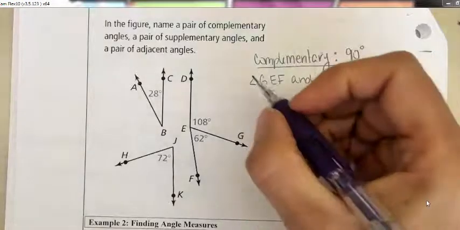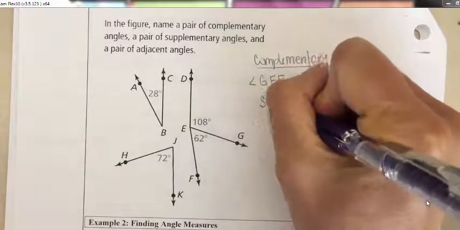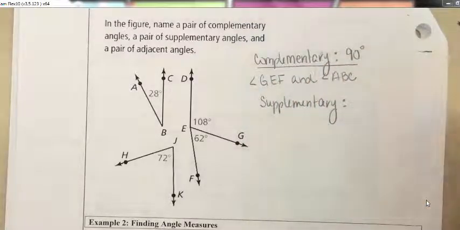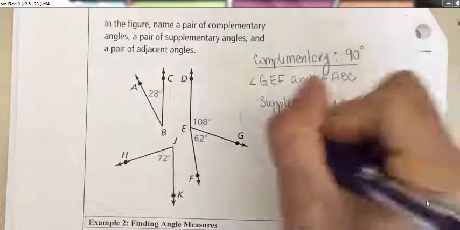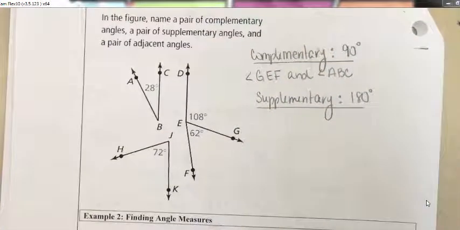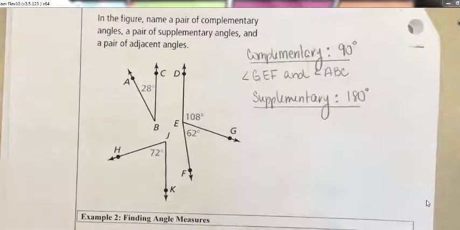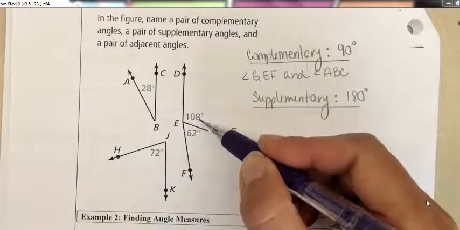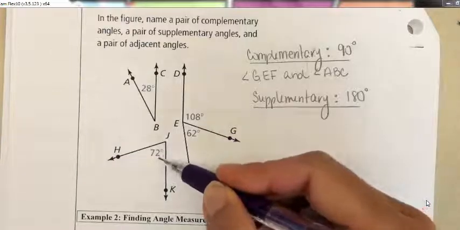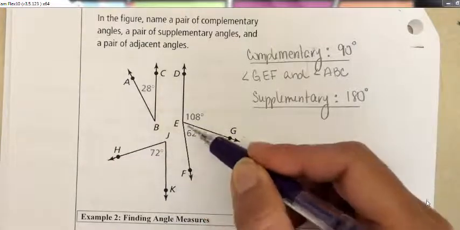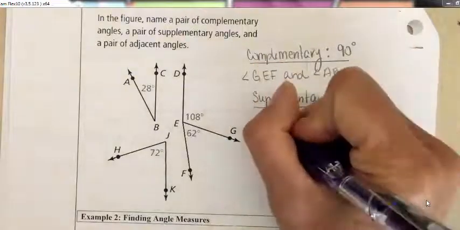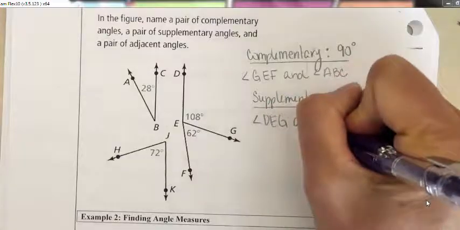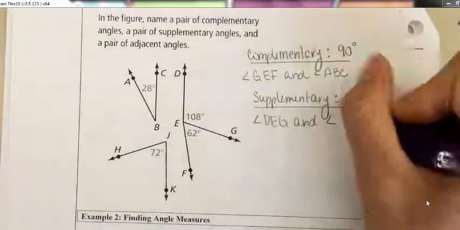All right, let's do supplementary. Supplementary angles, their sum is 180 degrees. So we need two angles that add up to 180 degrees. So I think, let's see, 108 is close. We need another 72 degrees, right? So those two together would add up to 180 degrees. So that's angle DEG and angle HJK.